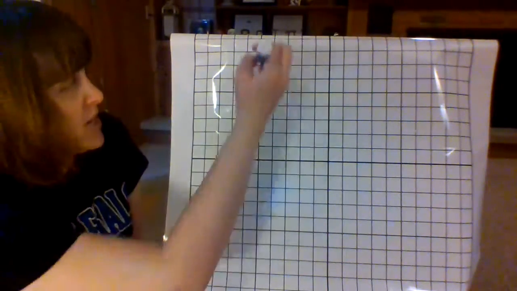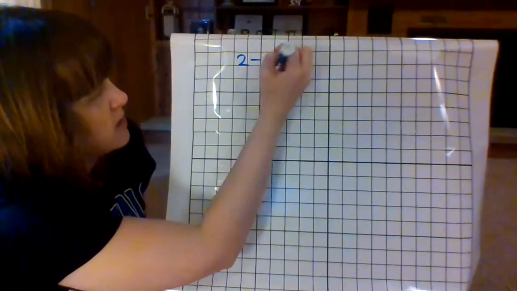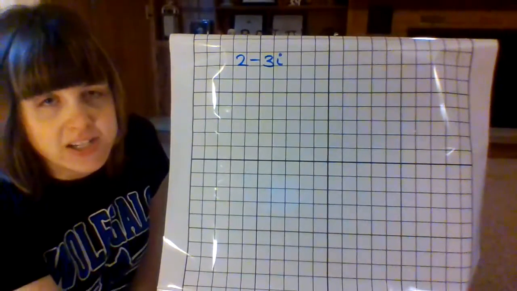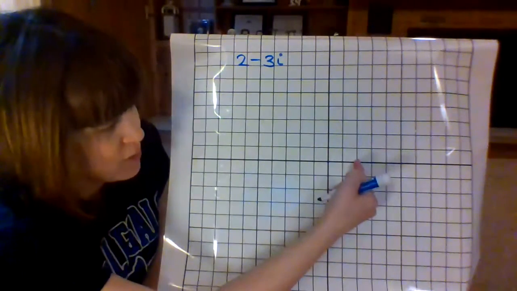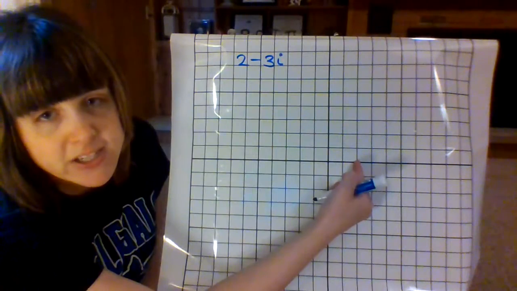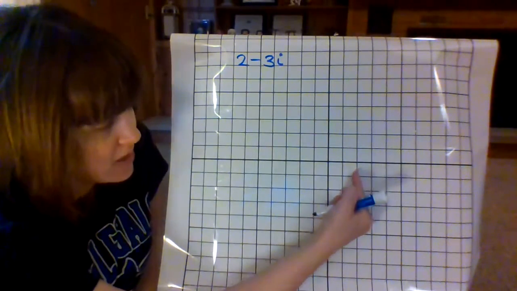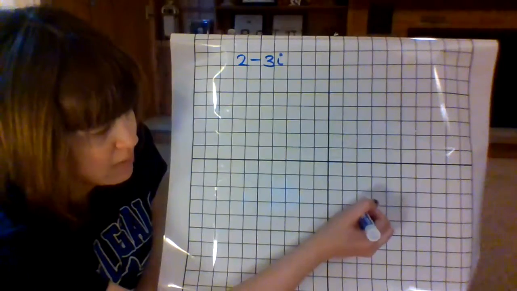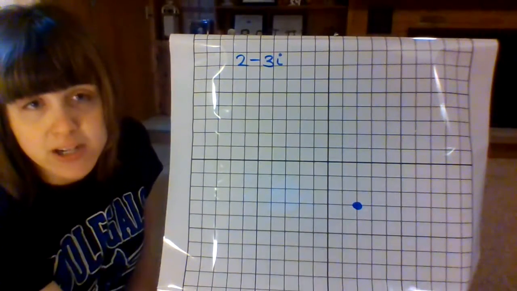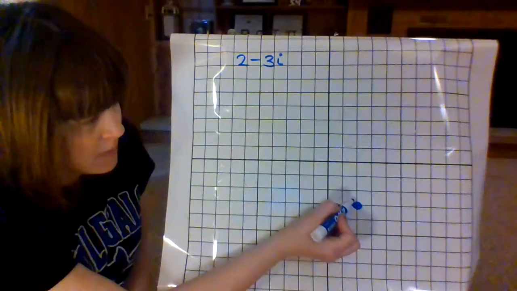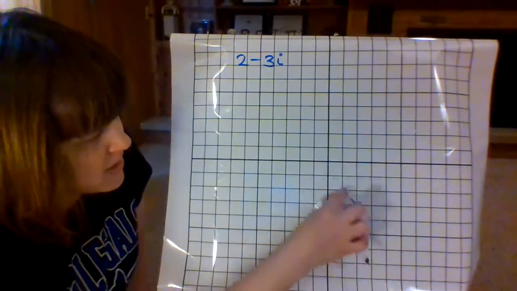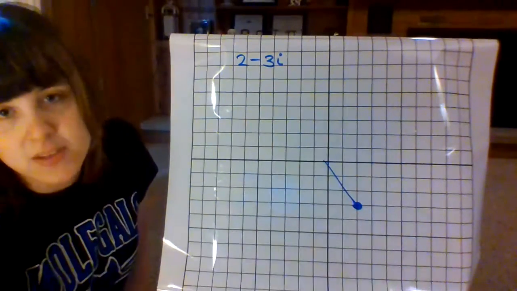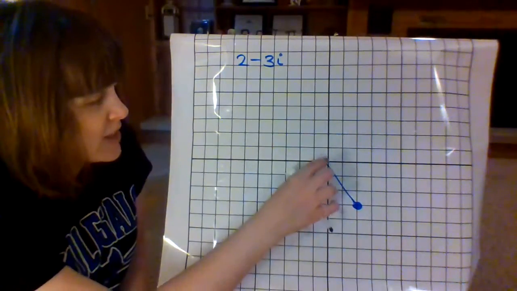Let's see. The third one says graph 2 minus 3i. Alright, so let's think about this. 2 is the real part, so we're going to go right 2. And then it says minus 3i, so we're going to go down 3. 1, 2, 3. And put our dot right here. And then we're going to connect it with the origin. Well, hopefully a little straighter than that, but boom. I missed again. Oh well, you get the idea.